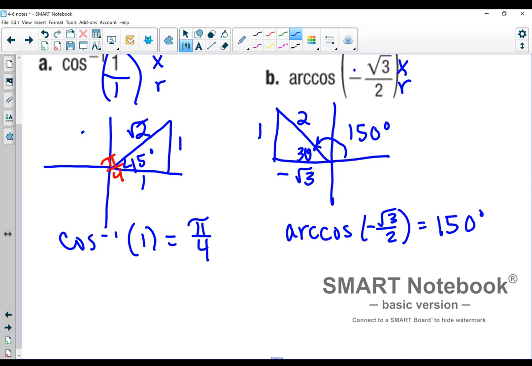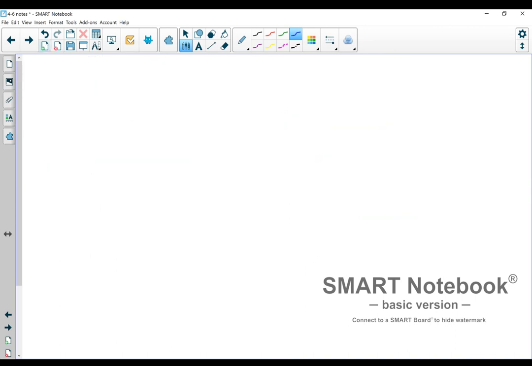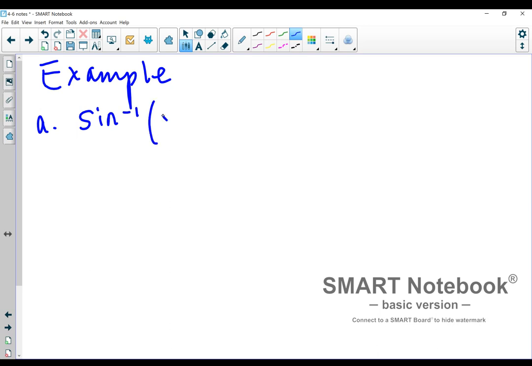So it looks like my example 1 for some reason went missing. I don't know what happened to that page, so I'm going to add in a page. We'll do that really quick. Same directions for example 1, but we're working with sine instead. So A is the sine inverse of square root of 2 over 2.